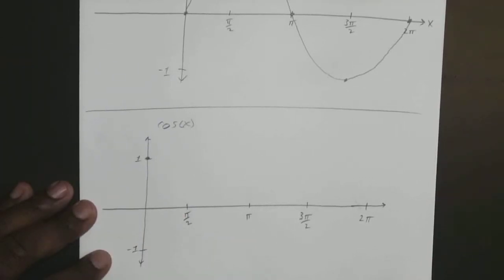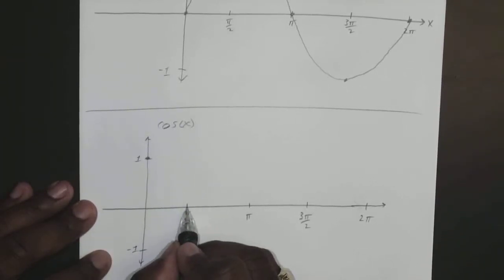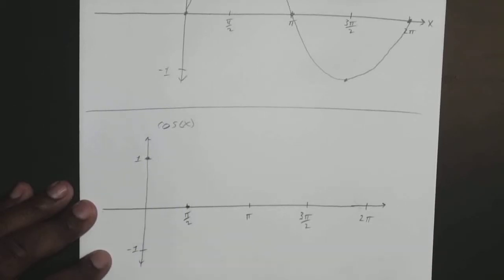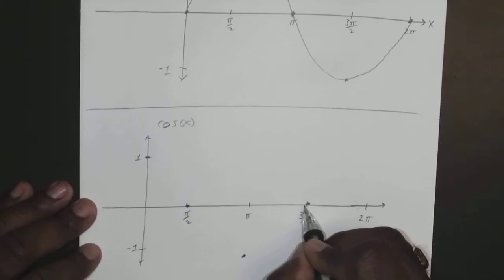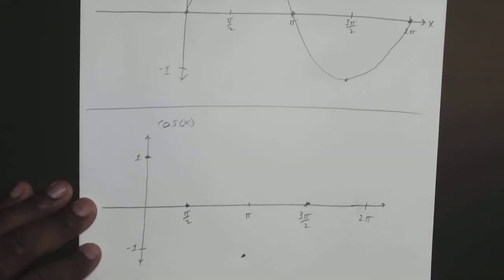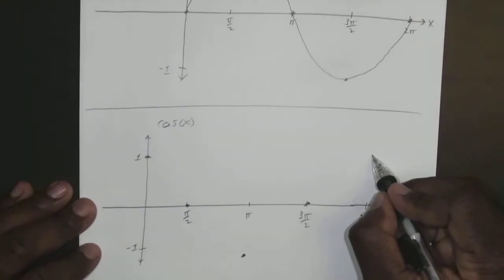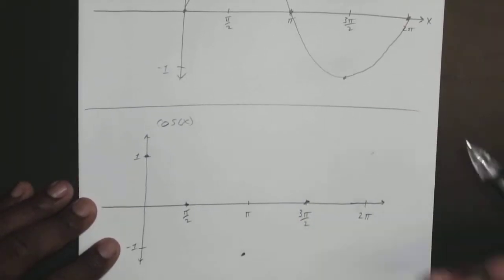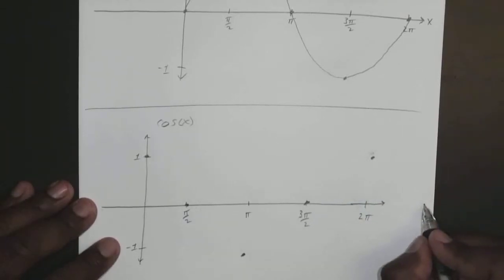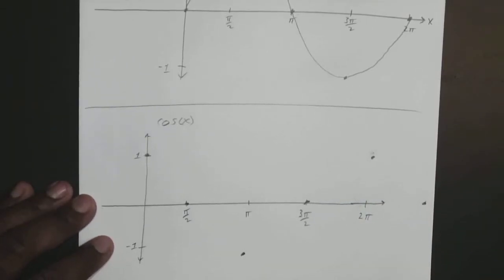Okay, and when you go to pi over 2, your cosine is 0. When you go to pi, your cosine is -1. When you go to 3 pi over 2, your cosine is 0. And when you go to 2 pi, that's a little bit high, your cosine is 1. And it just repeats over and over again and keeps going.